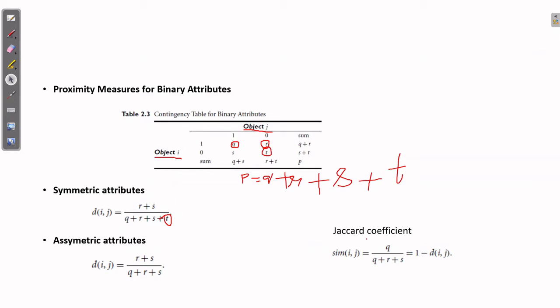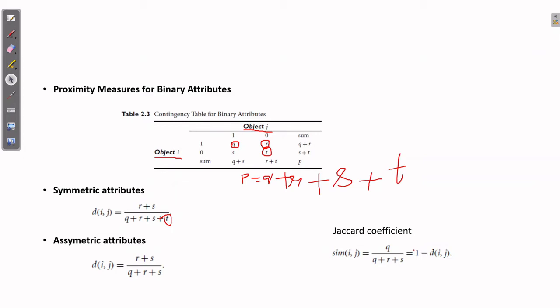The Jaccard coefficient is not a distance measure, it is a similarity measure. And in this case, you are looking only at similarity, right? Similarity is the opposite of this. Similar means both are 1 or both are 0. Both being 1 is Q. Both being 0 we are not taking into consideration in the case of asymmetric attributes. So the similarity measure is equal to Q divided by Q plus R plus S. We are not considering T here. Okay. So that is also known as the Jaccard coefficient, which is a commonly used similarity measure.